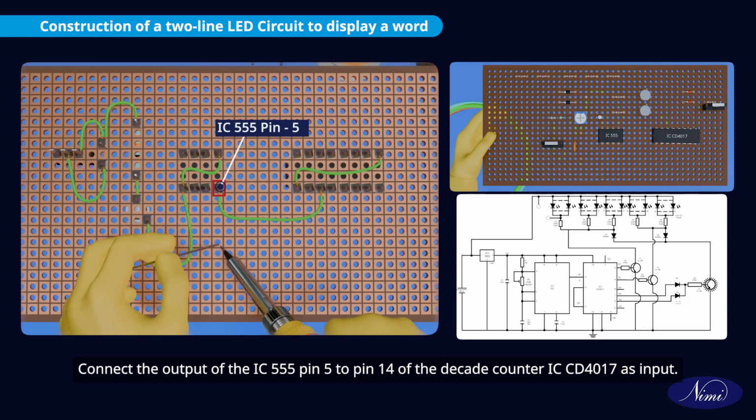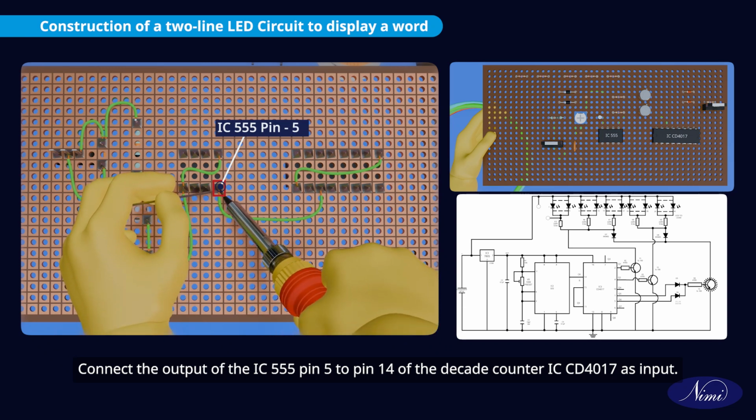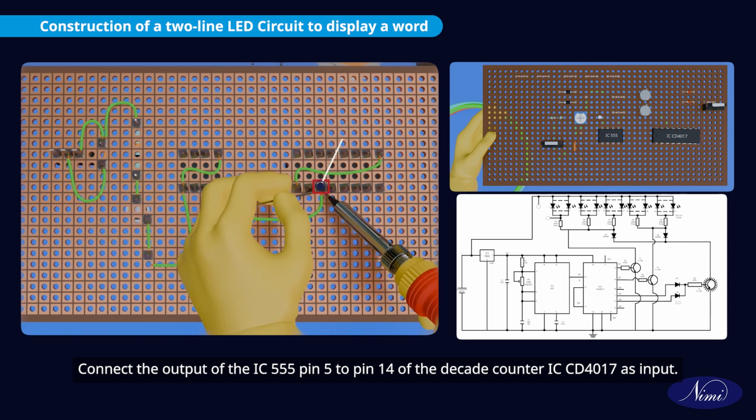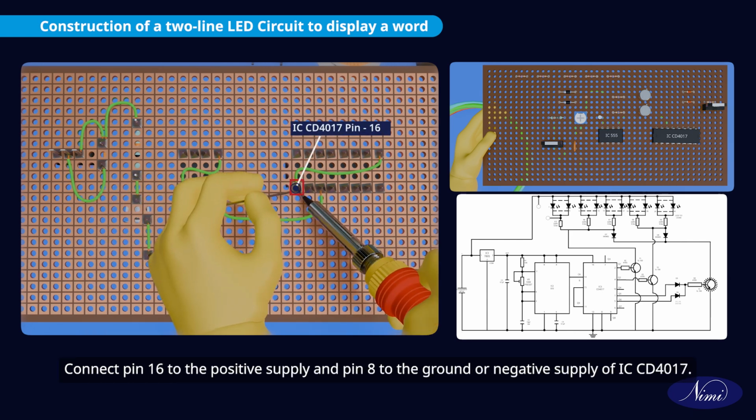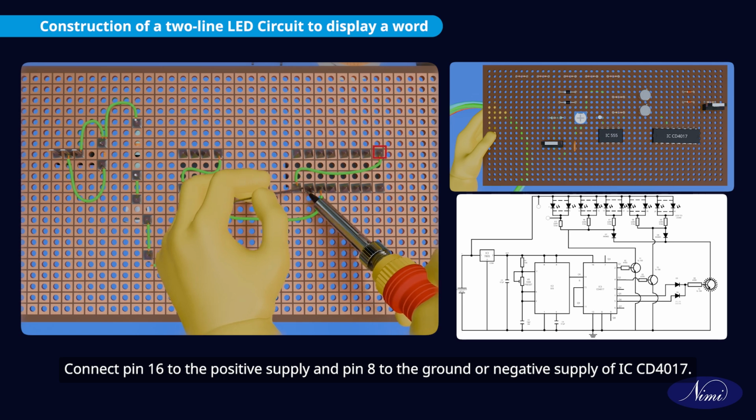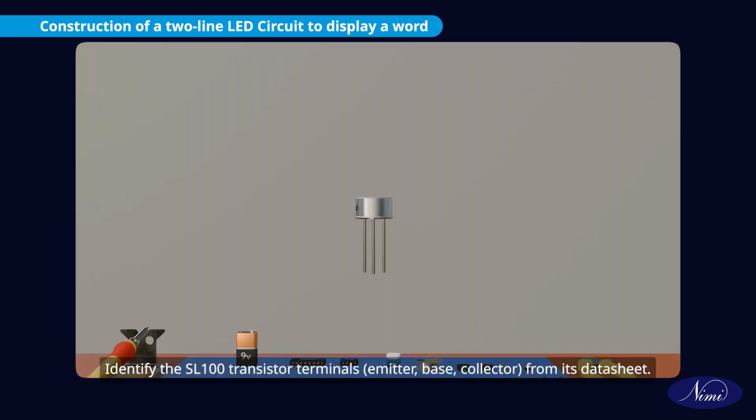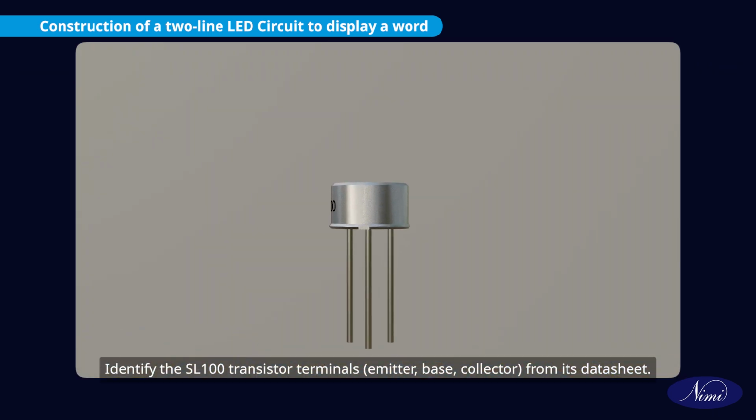Connect the output of the IC 555 pin 3 to pin 14 of the decade counter IC CD4017 as input. Connect pin 16 to the positive supply and pin 8 to the ground or negative supply of IC CD4017. Identify the SL100 transistor terminals, emitter, base, collector from its datasheet.